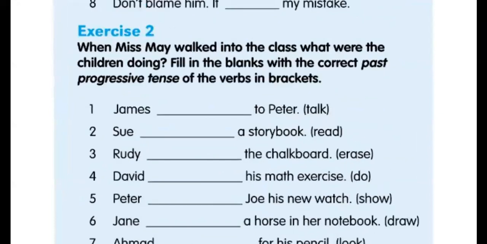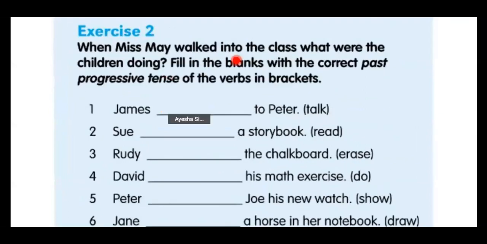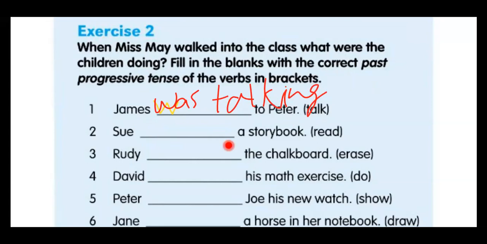Now let's read out. When Miss May walked into the class, what were the children doing? Fill in the blanks with the correct past progressive tense of the verbs in brackets. First one, James dash to Peter. Talk. James was talking. Yes, James was talking to Peter. Next sentence, Sue dash a book. Sue was reading a book.